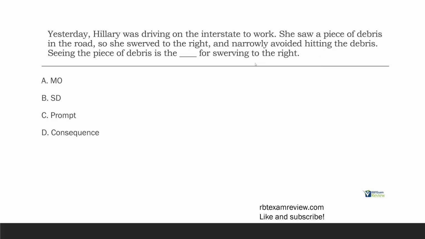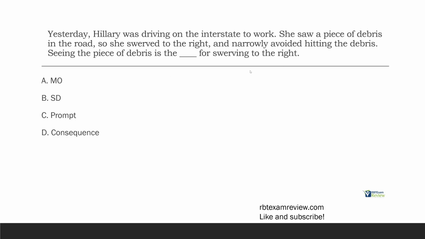But that's not what the question is asking about. The question is asking about the antecedent this time. So seeing the piece of debris did what? Well, it evoked this behavior in Hillary. It evoked Hillary swerving to the right. Up until that point, Hillary could have done anything she wanted, right? Only in that instance did the debris come into play, right? Was swerving open for reinforcement, okay? When Hillary saw that debris, that was the SD for swerving, because now swerving delivers reinforcement.